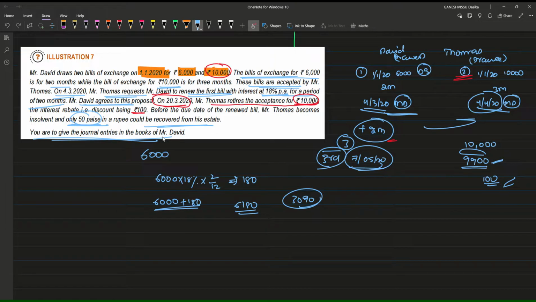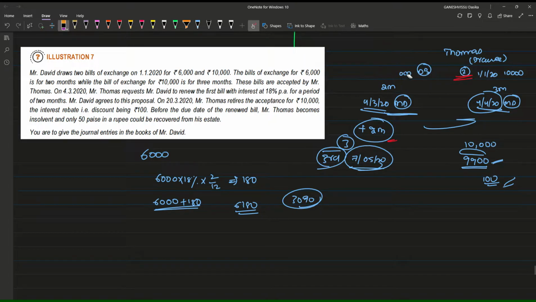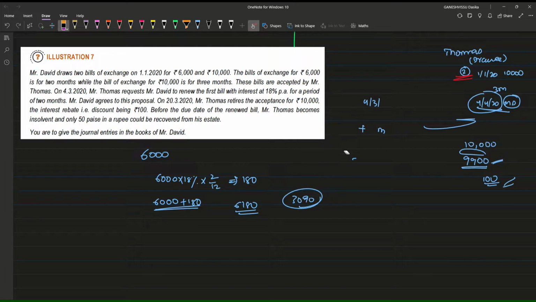Okay, let us now go for understanding. I'm erasing all these things so that I can give some knowledge to you all. I'll explain in both the books.